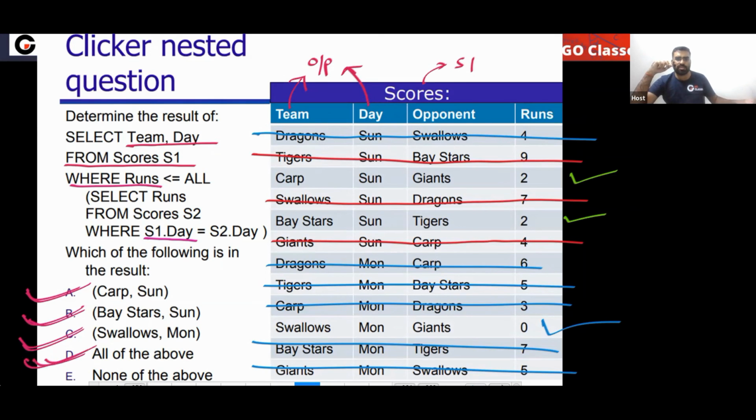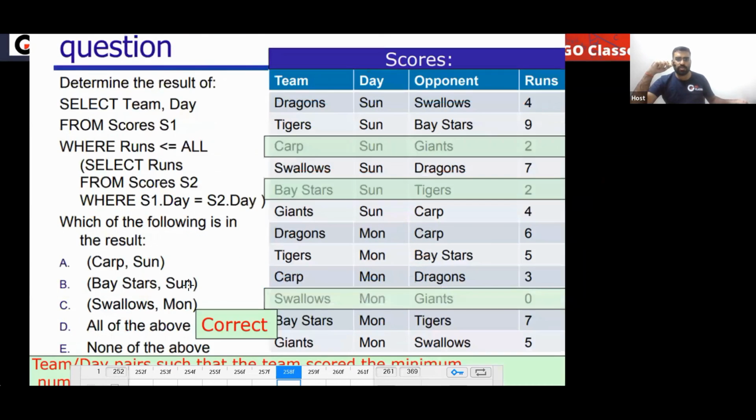Isn't this question interesting? Very simple question. Correlated queries are very, very simple questions. You can very easily do them. So your answer will be all of the above. I hope you liked this question. This type of question they will ask you in the GATE exam. You just have to analyze.